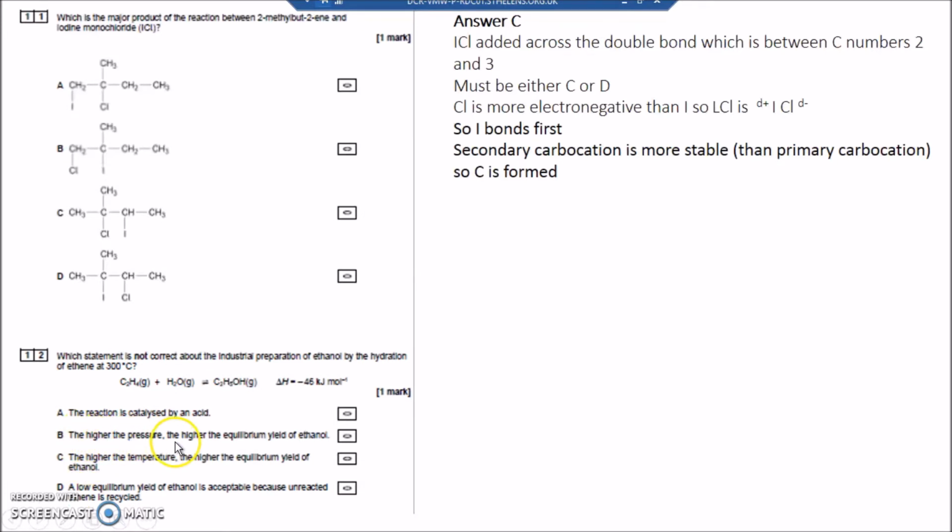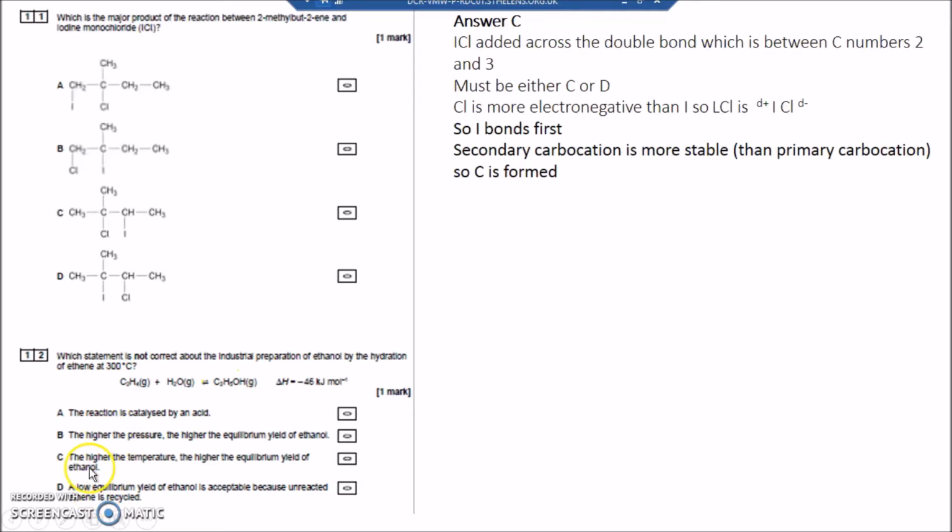The higher the pressure, the higher the equilibrium yield of ethanol. Well, I've got 2 moles of gas on the left, 1 mole of this and 1 mole of this, and I've only got 1 mole on the right. So by Le Chatelier's principle, if I increase the pressure, it will try and lower the pressure. It will lower the pressure by reducing the volume and making 2 moles of gas into 1. So yes, increasing the pressure would increase the amount of ethanol by shifting the position of equilibrium to the right. So that is definitely right.